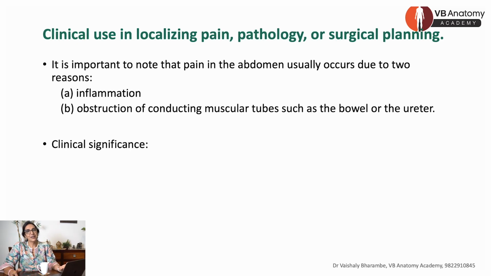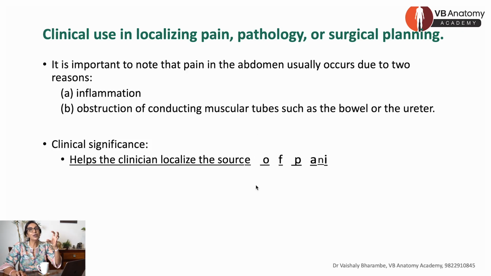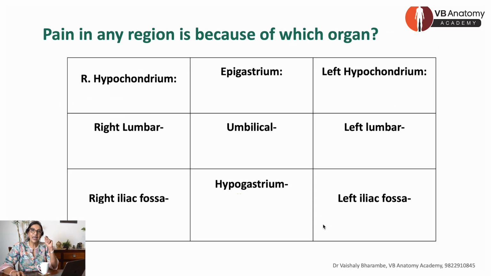Why are we doing all this? What is the point? See, pain in abdomen is usually either due to inflammation or due to some kind of obstruction. So you would want to know the possible cause of that pain, isn't it? So these regions help you to localize the source of pain. Come, I'll show you how. Right hypochondrium pain is there. It's likely to be because of liver or gallbladder.